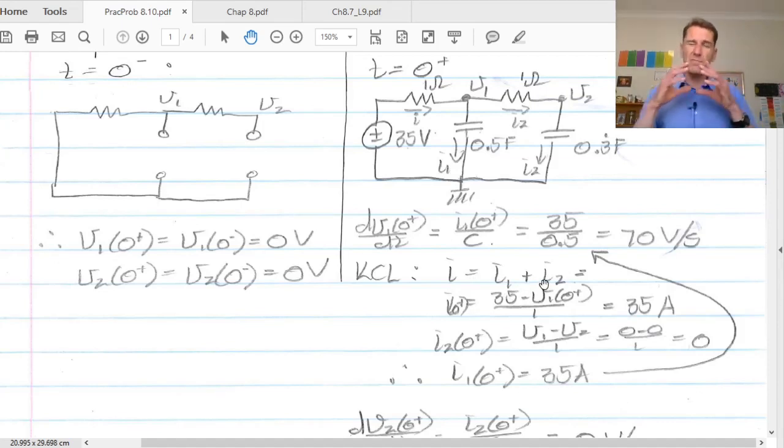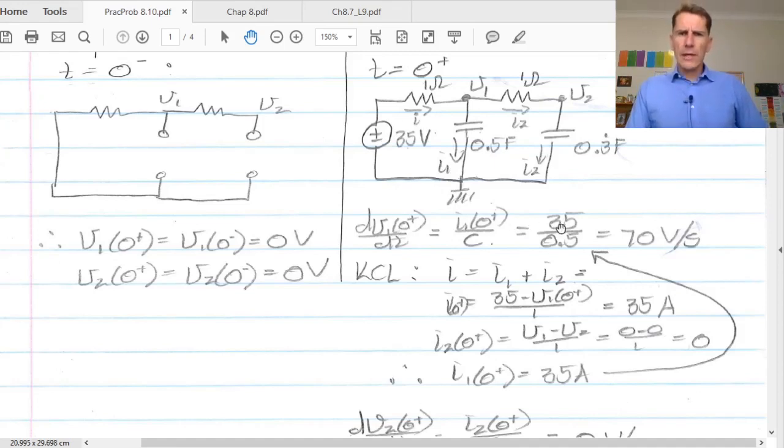So for that split second, just when that switch closes, all the current is going to flow through that capacitor. But just for that split second, the moment that capacitor gets a little teeny bit of charge, we're going to start getting current through I2 as well. Remember, this is only for time 0 plus, just that instant after the source switched in.